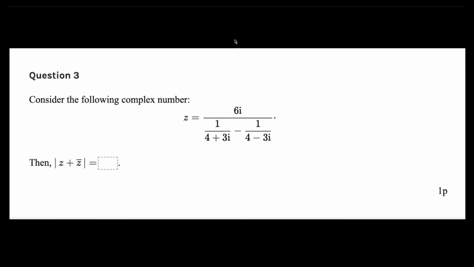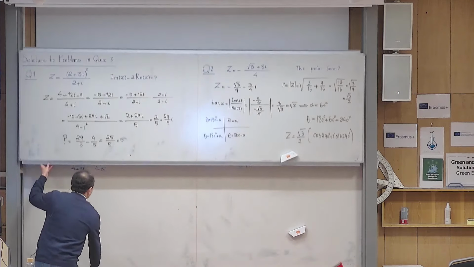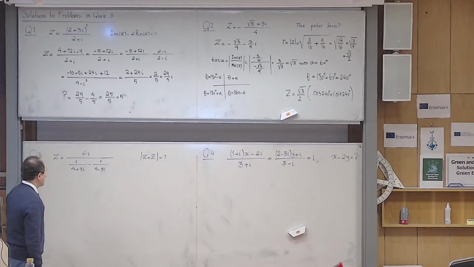So question number 3 is not a bad question, to be honest. I mean, consider the following complex number. This is this complex number. You want to find the absolute value of z plus z bar, the conjugate, and write it here. Okay, so I have it on the board, so let me just do it here. So what should I do here? I don't know. What is your suggestion?